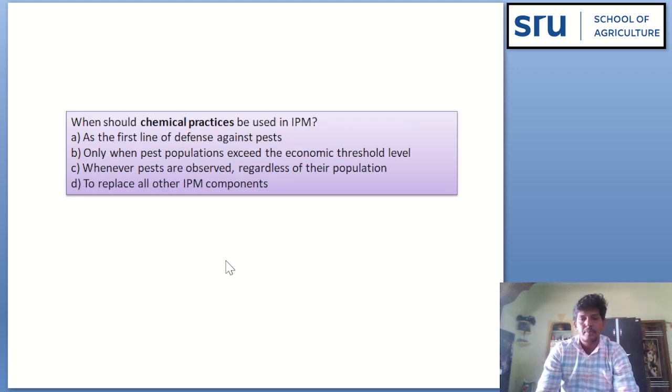When should chemical practices be used in IPM? Is it the first line of defense against pests, only when pest population exceeds the economic threshold level, whenever pests are observed regardless of their population, or to replace all other IPM components? Here the correct answer is B.